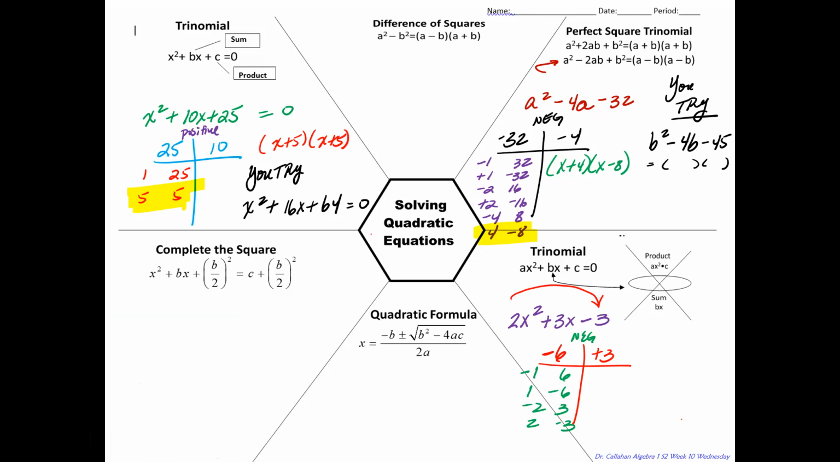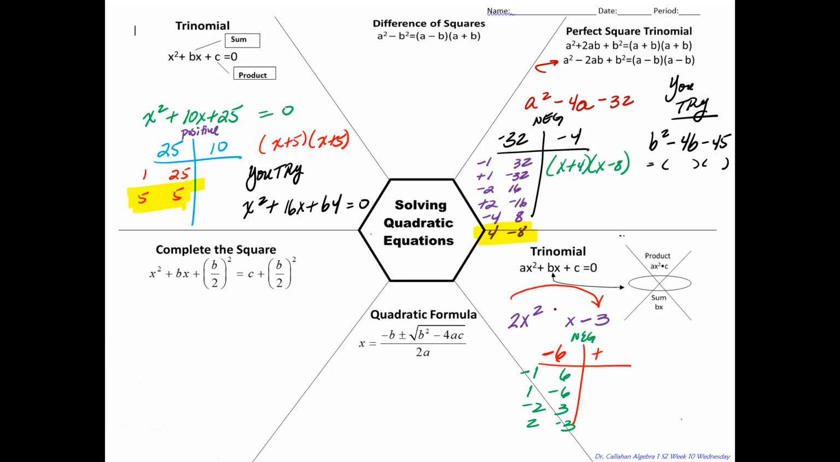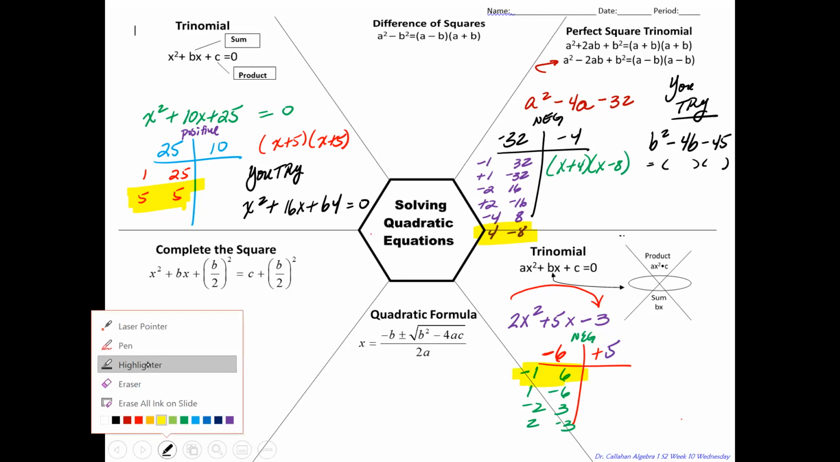Oh, I'm sorry. You know what? Just kidding. It's not going to be a 3 in the middle. It's going to be a +5. So let's change that. Yeah, +5. So which one of these added together is going to give me a +5? That's the answer right there.